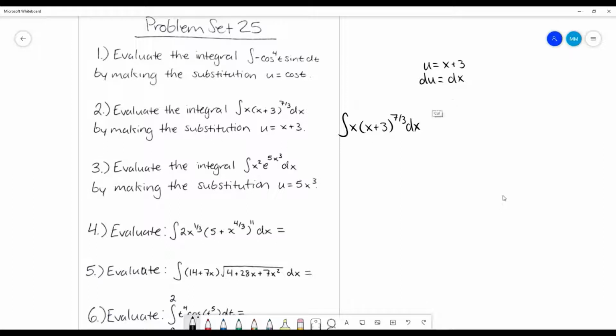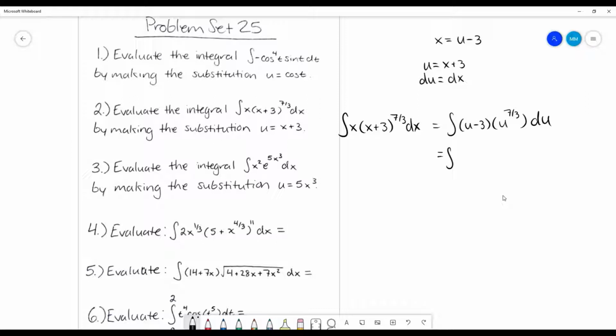So what we can do there is I recognize I can manipulate this a little bit, and I can subtract this 3 off to say that x equals u minus 3. So now I can plug in a u right here, and I can plug in a u minus 3 right here. So it's going to be u minus 3 times, then on the inside it's going to be u to the 7/3, and now I can replace my dx with a du because of that, and then boom. Now this might still look a little bit tricky, but since this is just multiplication right here, I can distribute this out because it's just a single u value.